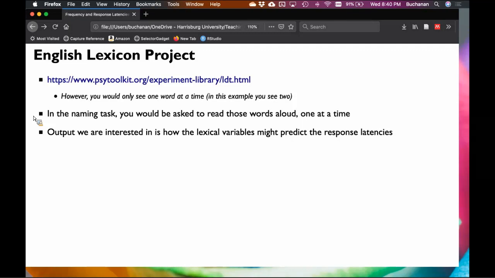And what we're going to do in today's class is try to predict those response latencies. So response latency is how long it takes you to make a decision and respond.